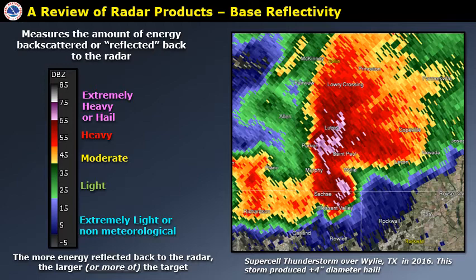In general, the more energy reflected back to the radar, the larger the target. In the example to the right, we see a radar reflectivity image from the NWS radar located at the Fort Worth Spinks Airport. Notice some of the pink colors, which indicate either extremely heavy precipitation or hail. As some of you may know, this storm produced greater than 4-inch diameter hail near Wylie in 2016.